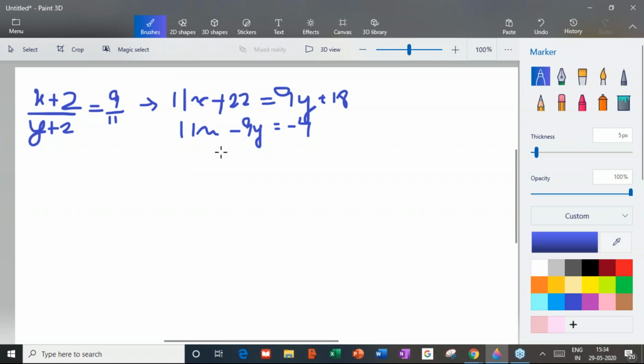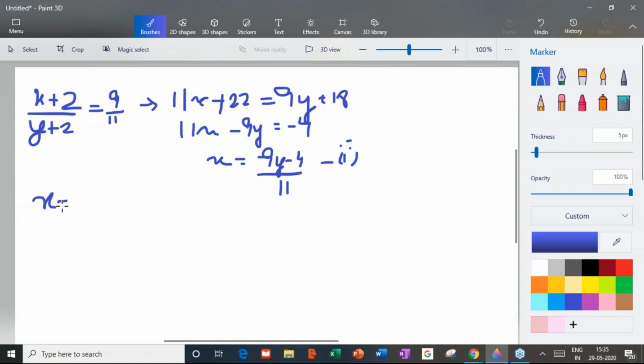Okay, so now substitution method means you write either x or y in terms of the other. So let me see, I'm just going to write x in terms of y. So it will be x equals 9y minus 4 by 11. Correct? I'm going to label this as 1. And what is the second equation? Oh, why is it in the label? Wow, I drew a smiley there.